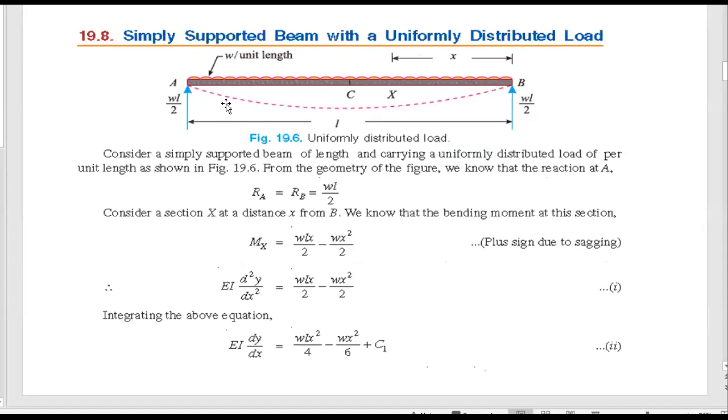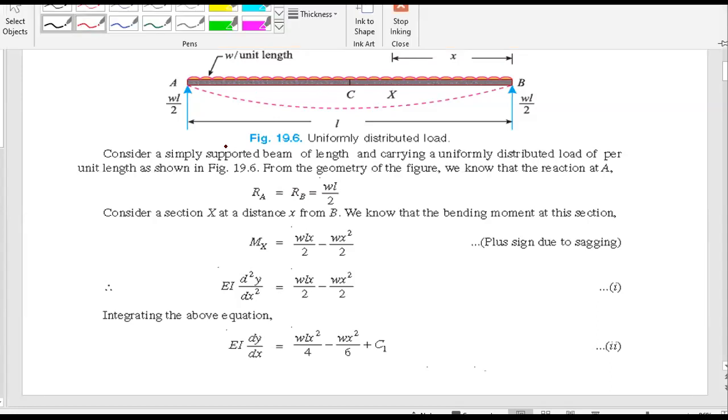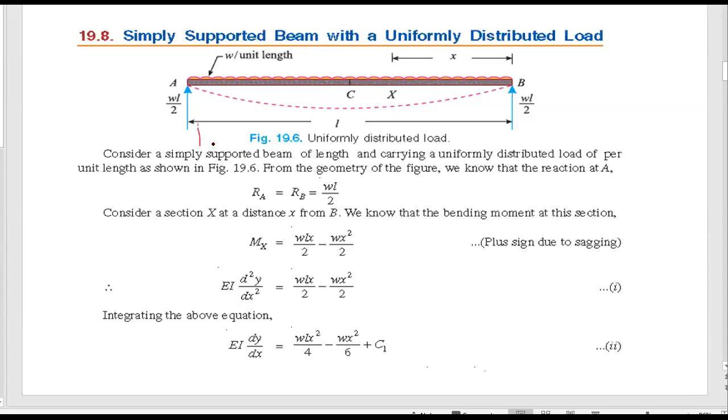So today in class we are discussing a simply supported beam with a UDL over the entire length. The UDL value is small w, and I need to find out the reaction forces at RA and RB.